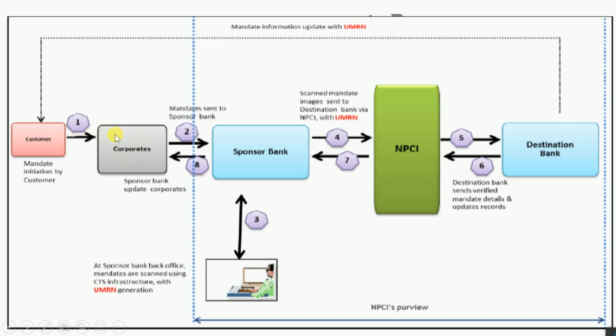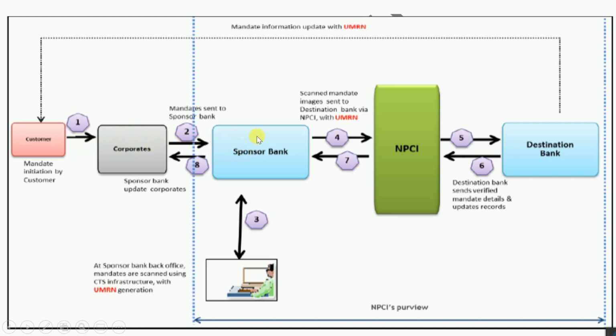So they create this mandate through any of the three channels. You remember we spoke about UPI. We spoke about filling up the details online or through a paper mandate as well. So they fill up the mandate and give it to the corporates. The corporate will assemble this and send it to the sponsor bank.